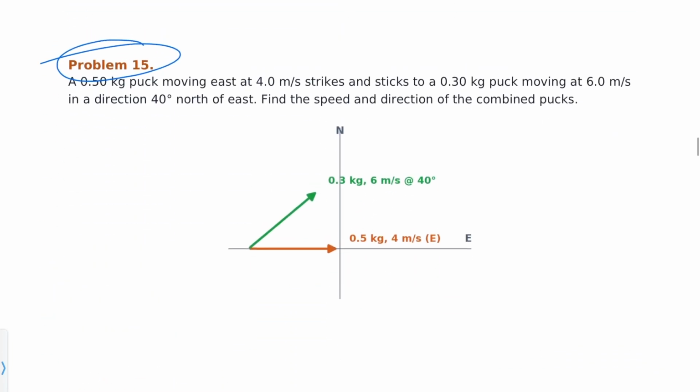Right. So now let's look at problem 15. Problem 15 is a 0.5 kg puck moving east at 4 meters per second, a hockey puck, and then that sticks to a 0.3 kg puck over here. And so this is the green one, moving at 6 meters per second in a direction 40 degrees north of east. Find the speed and direction of the combined pucks.